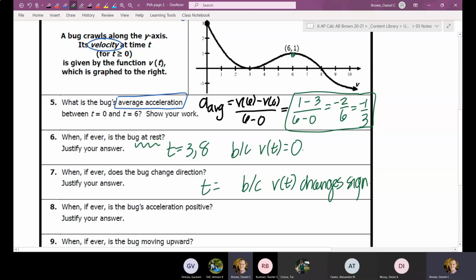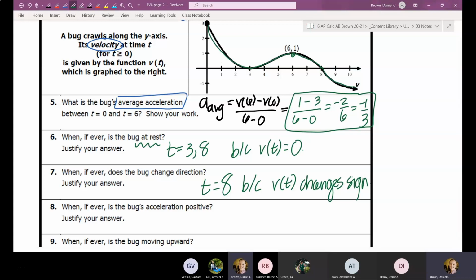So do be careful. The common other answer people put on here, the wrong one, is t equal to 3. But if you're looking at 3, we have positive velocity, still positive velocity. So it doesn't change at 3. But at 8, we have positive velocity, then negative velocity. So it's changing direction when t is equal to 8.